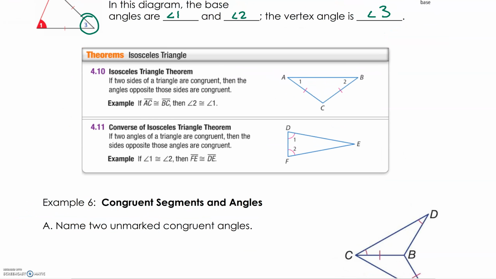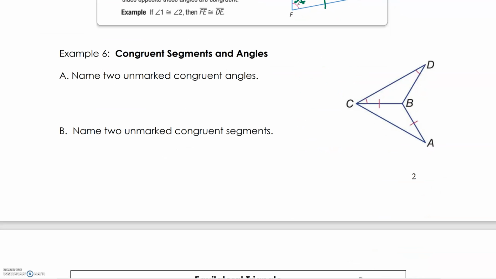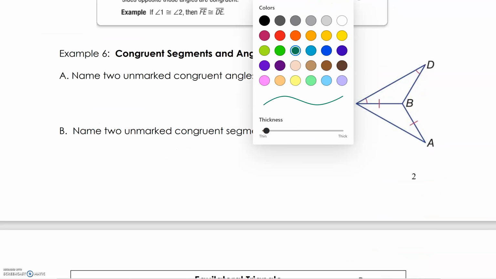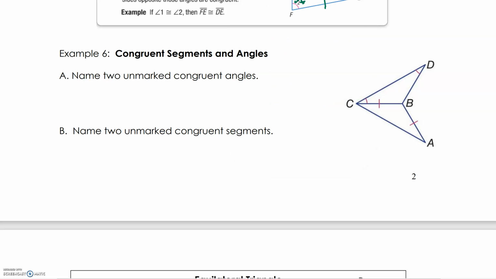If it's an isosceles, we know that we have 2 congruent sides, so the angles opposite those 2 congruent sides, those angles are congruent. If those angles are congruent, well, then we know that those sides opposite those angles are congruent. And that's the converse, just going the other direction. So sides and angles, and the ones opposite must be congruent.